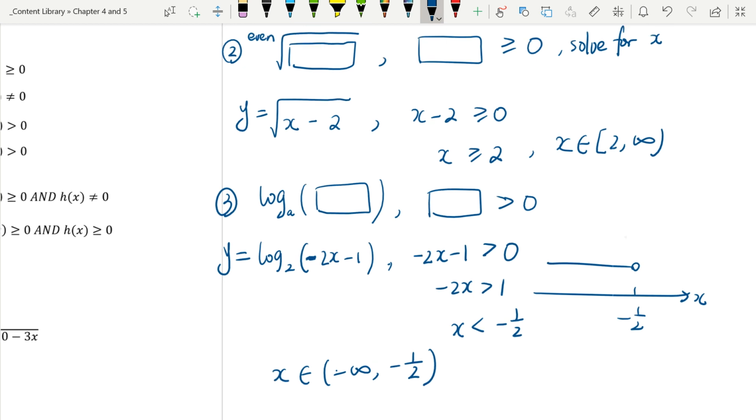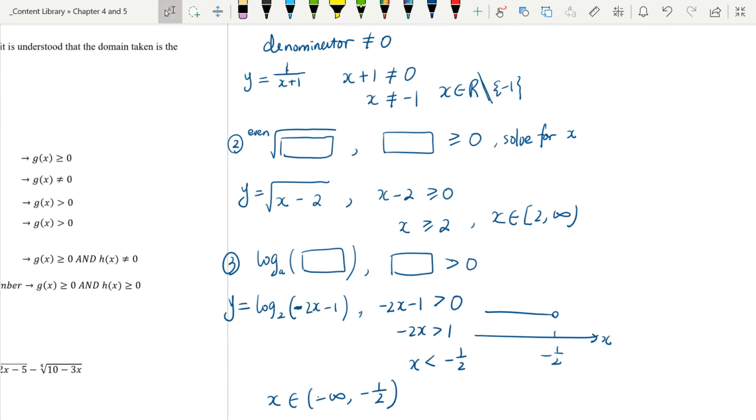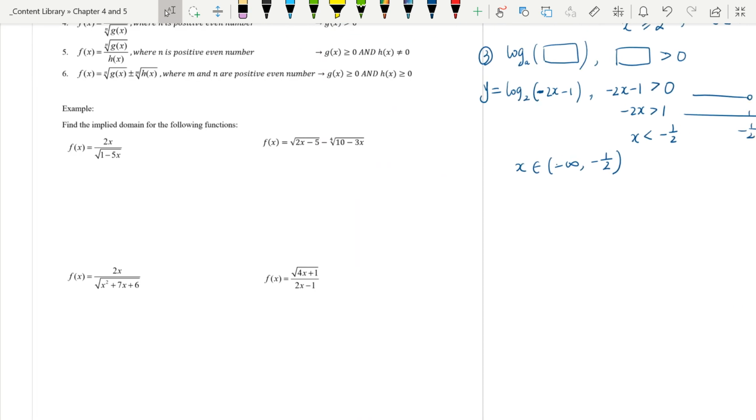Okay, those are the only 3 things that get restrictions by functions. When you do implied domain, that's the only 3 things we have. There's only 3 things we need to consider. Do we have square root? Do we have log? Do we have a denominator involving x? But they can get a combination of these 3. I can put a square root into a log. I can put a square root and a denominator. I can combine all 3 of them. Okay, let's see some examples here. It's not going to be that easy now.